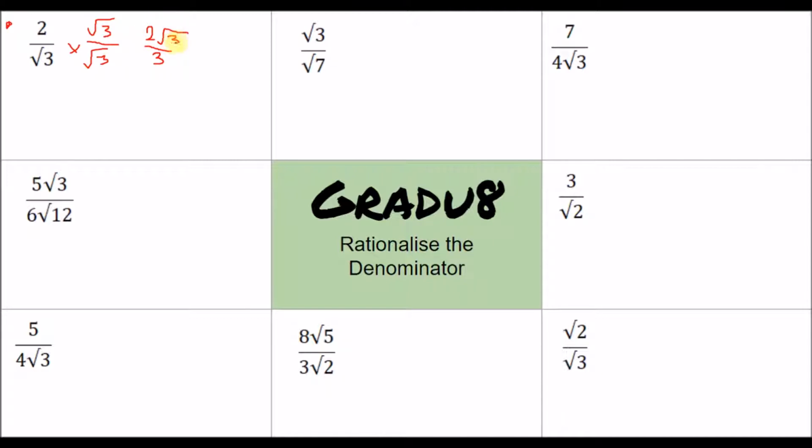So you just leave it like this, okay? So that's our final answer there. So it's 2 root 3 over 3. You've rationalised it, which means you've got rid of that square root on the bottom. It doesn't matter that there's one up here now, you've got rid of that one on the bottom.